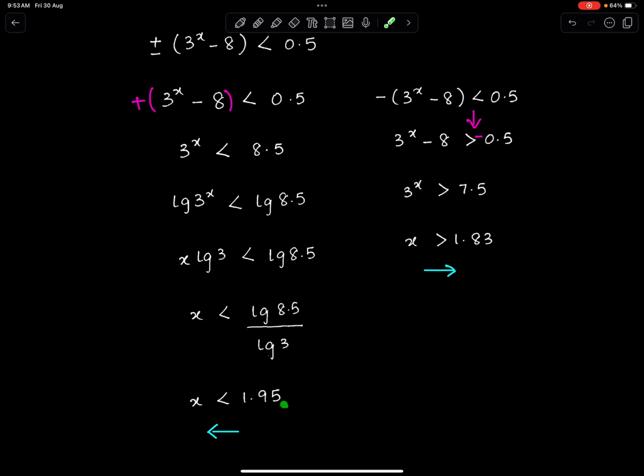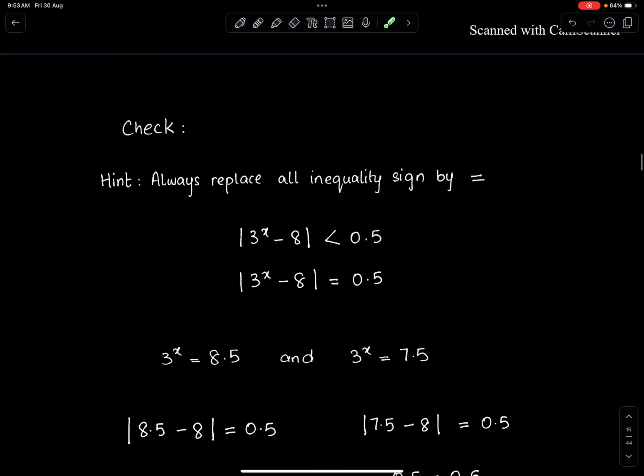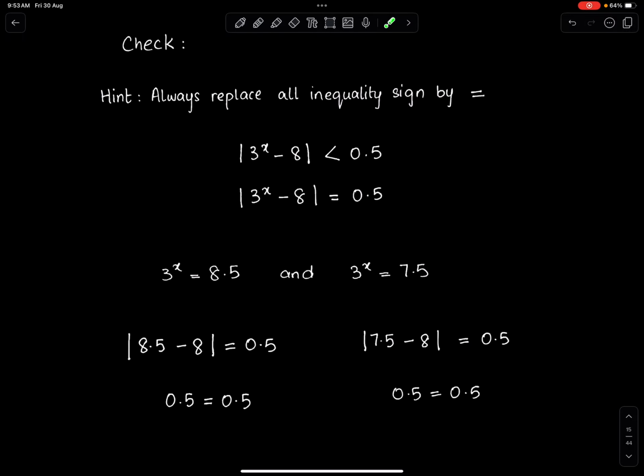Why? Because these answers are estimates. These are 3 significant figures and these are exact values. So we always check our answer with exact values. So first substitute 8.5 here. When we substitute 8.5 into this equation, we'll get 0.5 is equal to 0.5. So this answer is right.